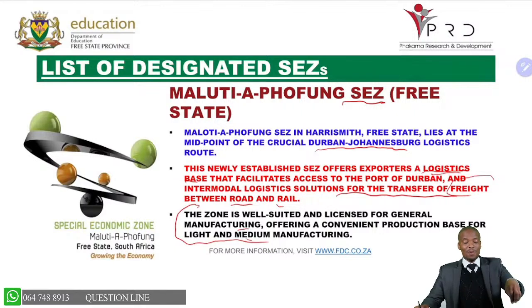Sometimes they can give you the pinpoint and say, in which province is this economic zone situated? Your answer will be the Free State. Or sometimes they can ask you, what does it specialize in? Your answer will be logistics, because it's in the middle, on the Harrismith N3 route. Manufacturing, light and medium. Okay.